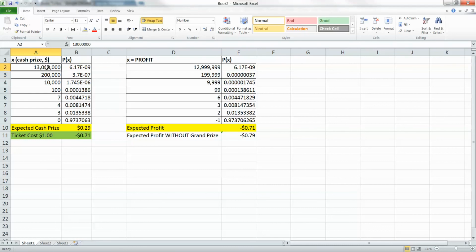See, notice I changed it to 13 million, nothing happened, right? So if I don't have a grand prize in there, my expected profit is -0.79. Okay. All right, so that leads me to some algebra.